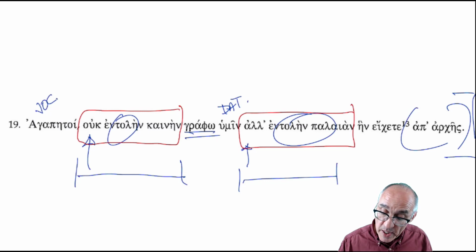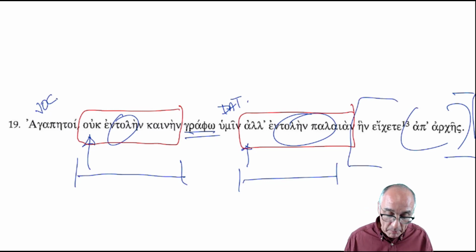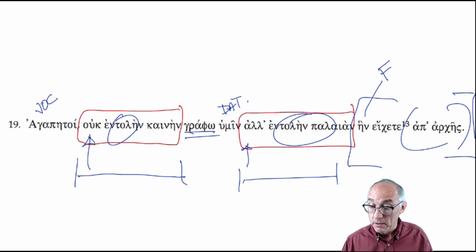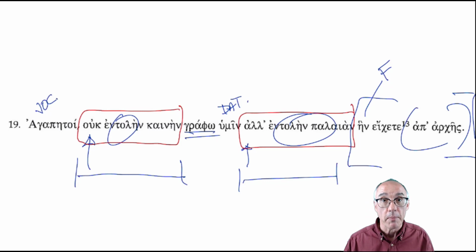And so we're going to put these together. Beloved, not a new commandment I am writing to you, but an old commandment, which is feminine to agree with the commandment. You have had from the beginning. Arches, interesting. We get archetype from it. For archetype is the first one. Arches, from the beginning.